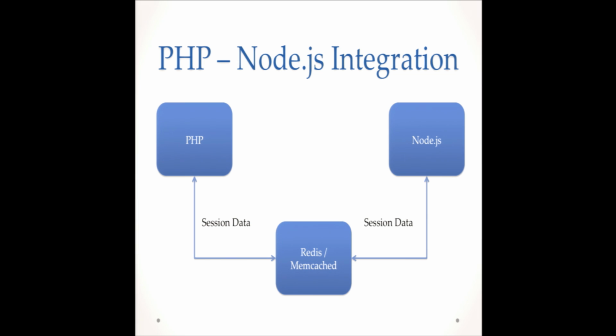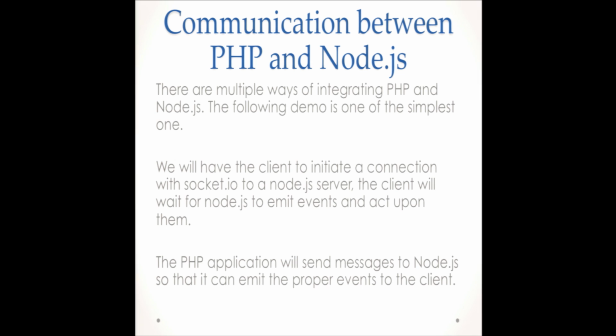As for the communication between PHP and Node.js, there are multiple approaches. What I did for this demo is that on the client side, as you saw, I'm going to create an IO object, and I am going to connect to the Node.js application. And as soon as something happens on PHP, for example, if somebody adds a comment on an article, I will let Node.js know that something happened on PHP.